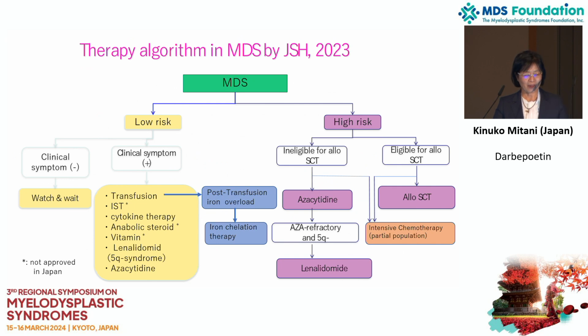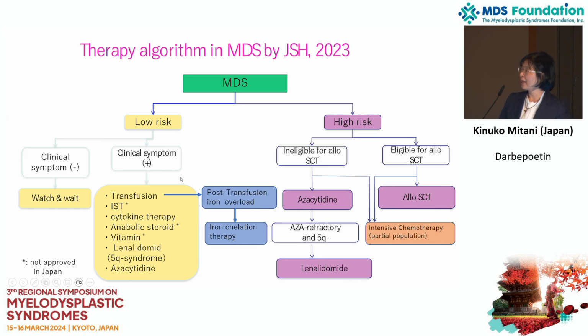This slide shows a therapy algorithm in MDS published by the Japanese Society of Hematology last year. We also divide MDS patients into low and high risk categories. Please look at the algorithm for low-risk patients. If patients do not have any clinical symptom, we wait and watch. If a patient has some clinical symptom, there are several options for the treatment.